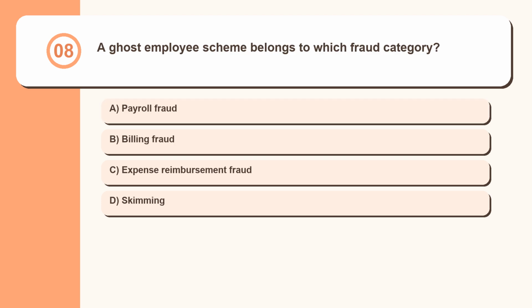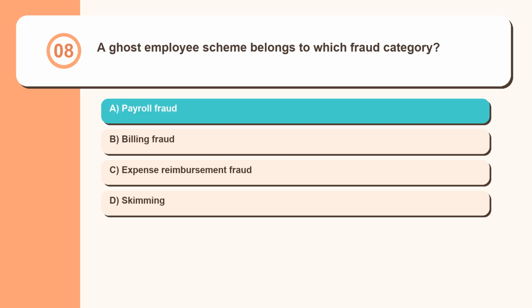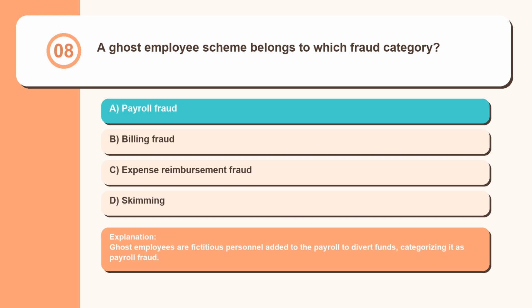Question 8. A ghost employee scheme belongs to which fraud category? Payroll fraud, billing fraud, expense reimbursement fraud, skimming. Ghost employees are fictitious personnel added to the payroll to divert funds, categorizing it as payroll fraud.